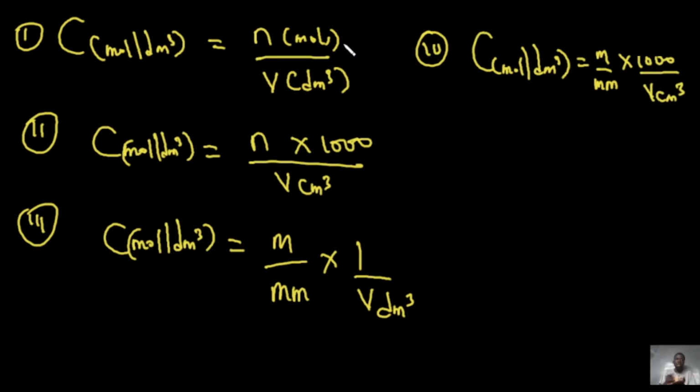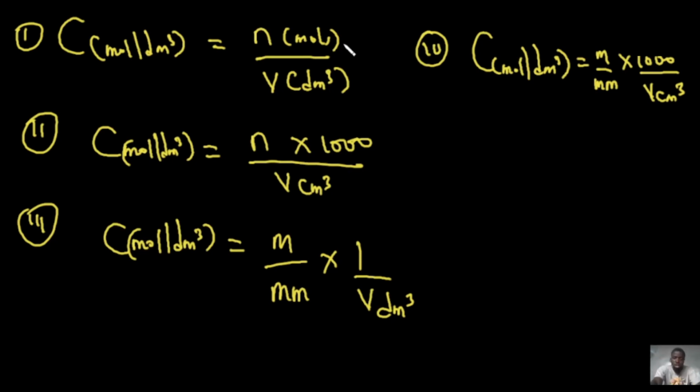So when they say find the concentration in mole per dm cube, think of these 4 formulas. Any one that suits or coincides with the values you are given is what you're supposed to use in that case. So just have that in mind. There are others, we're going to be taking them step by step.